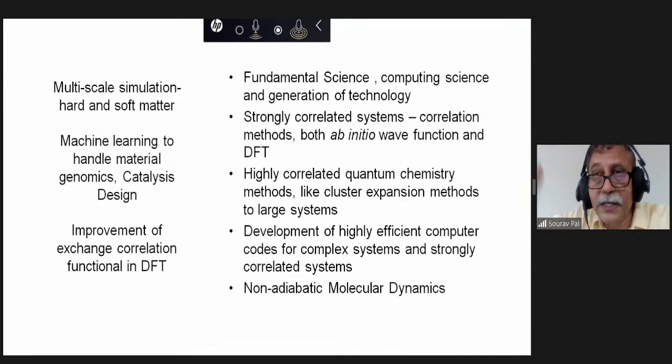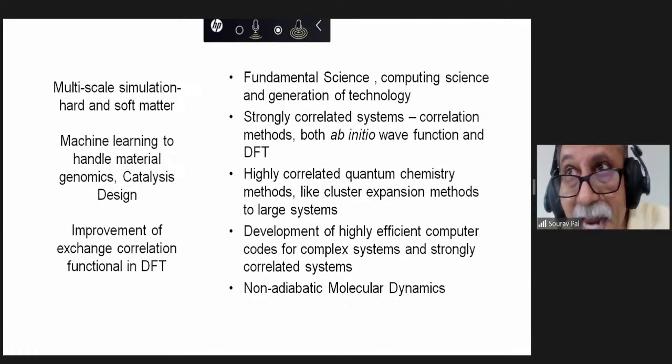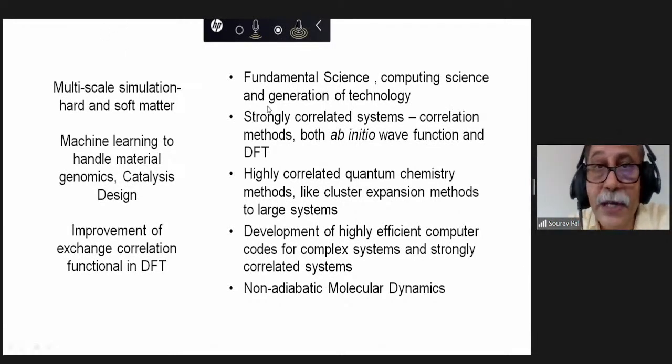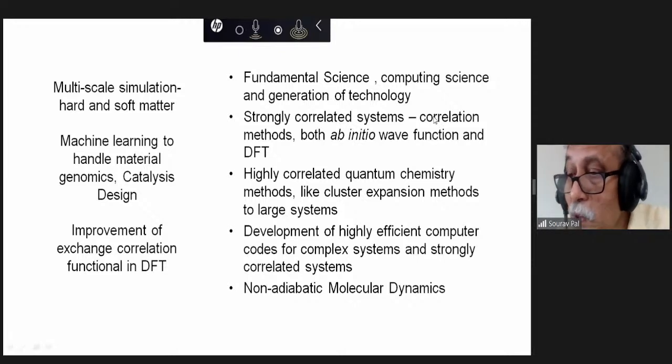Everything good: good theory, good approximations to be developed, good computers, and really good, reliable applications, such that we can go from fundamental science to computing science and generation of technology. And that is why I am saying it's a quantum technology. Indeed, it's a technology. Today people look at science and technology separately, but from fundamental science, you can go to technology. And the computer theory would be so accurate that one can predict the experiments.